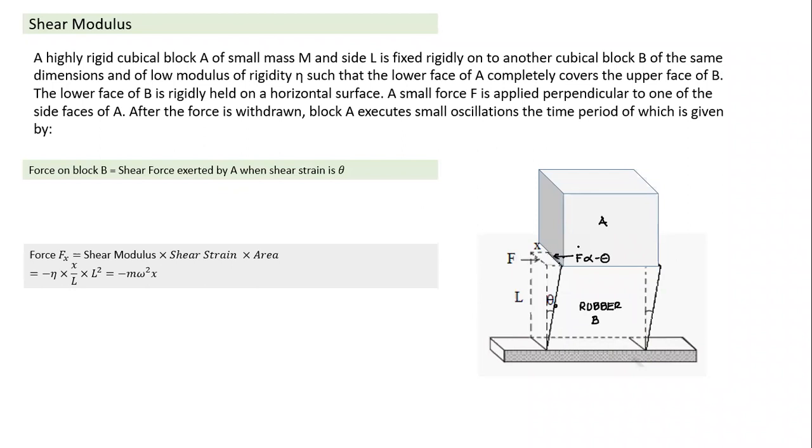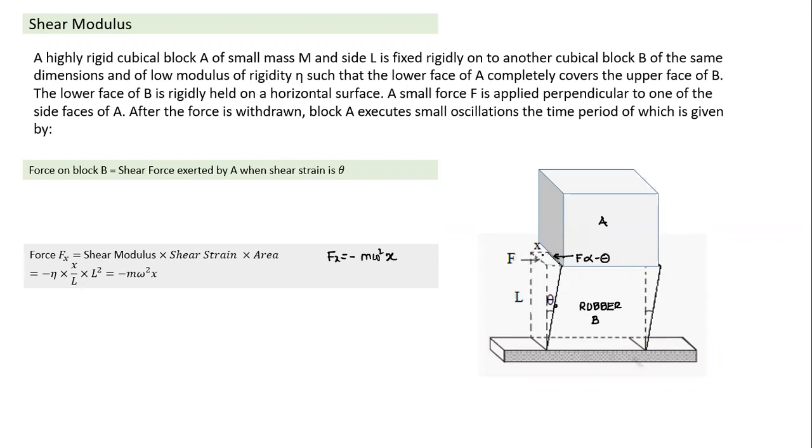So how do we calculate such a motion? For such a motion, we always use force Fx is equal to minus m omega square x. I'm going to use that one only. What is Fx here? We are calculating Fx on block A, minus m omega square x. So what is the force which is acting? The force acting will be shear modulus into shear strain into area. Let's write here, shear modulus is eta, and force is negative, opposite to direction x.